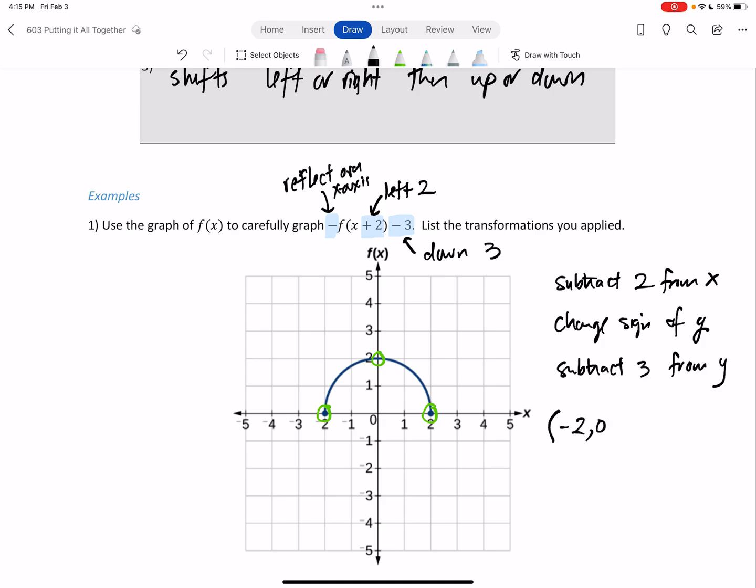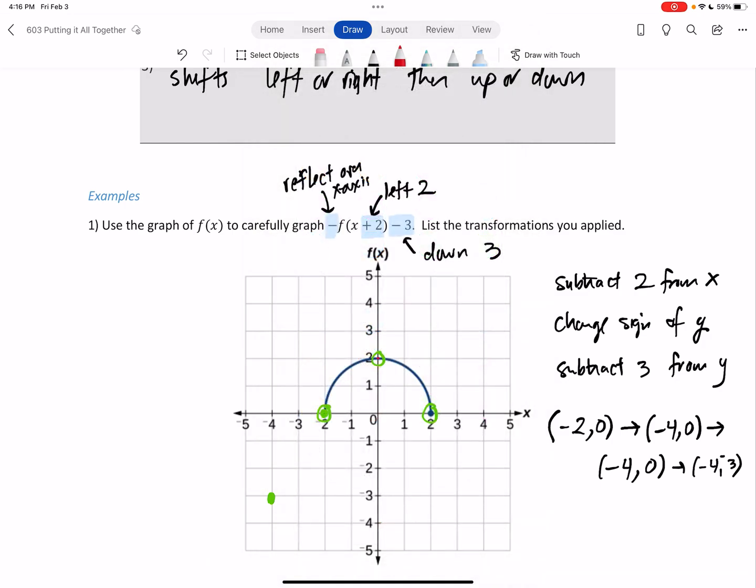So that first point is at negative 2, 0. When I subtract 2 from x, I get to negative 4, 0. When I change the sign of the y, it doesn't go anywhere, right? Because when I make 0 negative, it's still 0. And then when I subtract 3 from the y, I get negative 4, negative 3. So this first point, this negative 2, 0 right here, ends up at negative 4, negative 3.